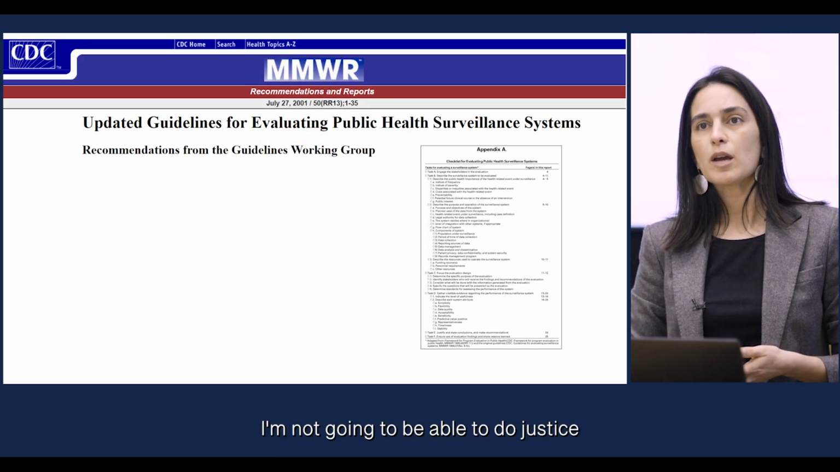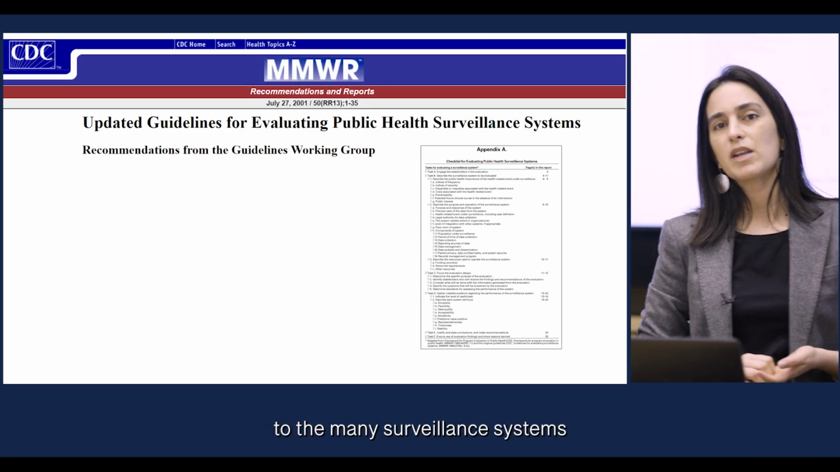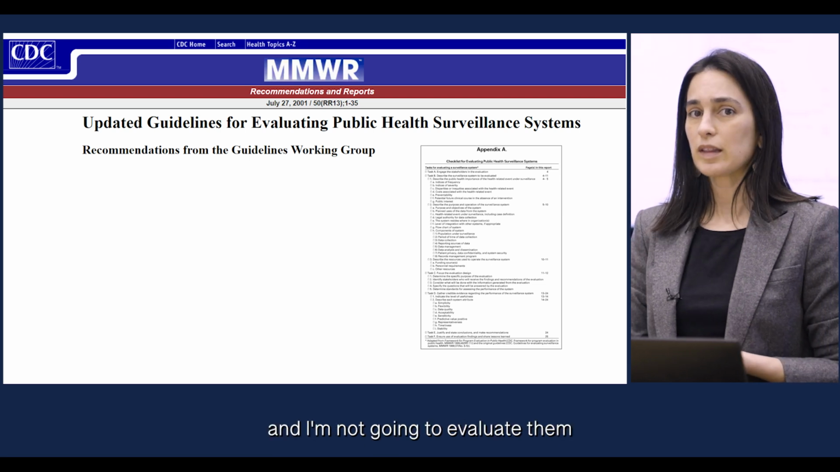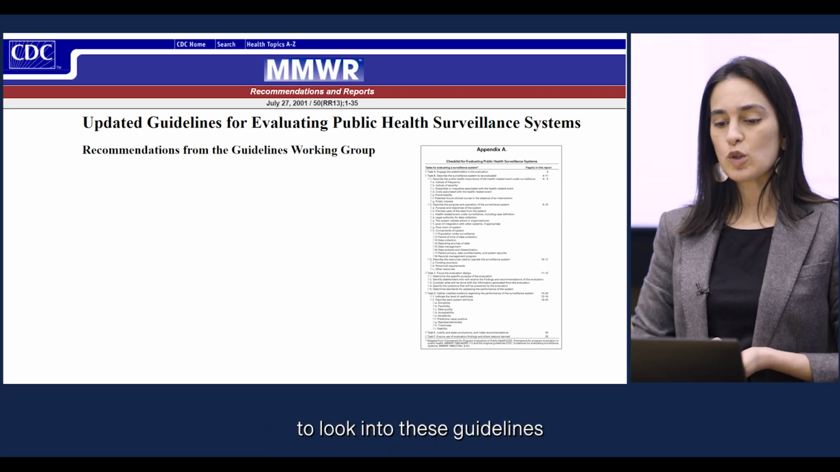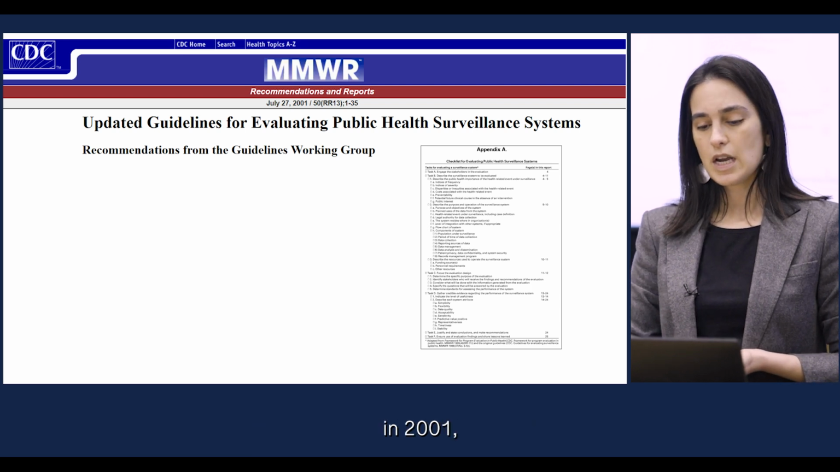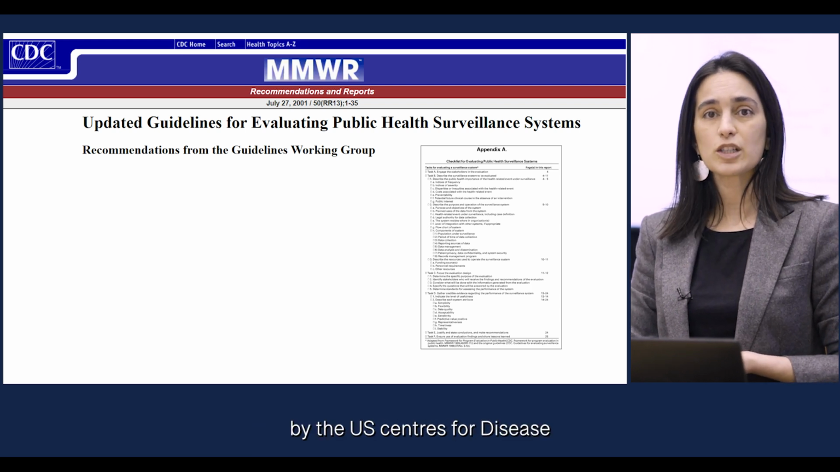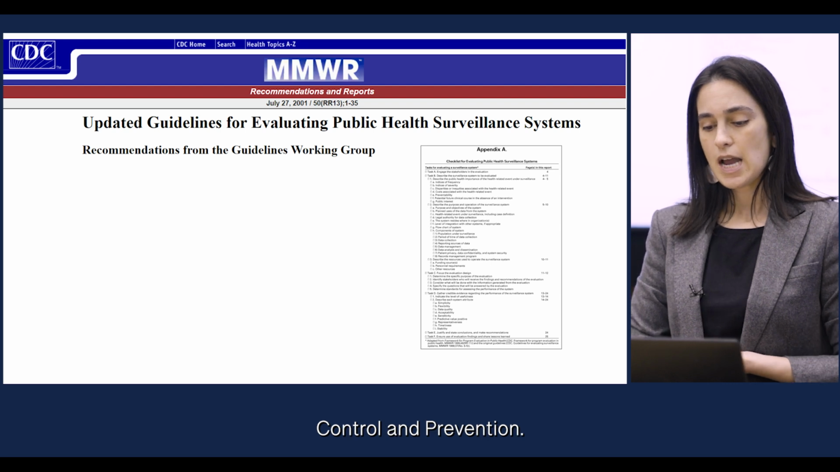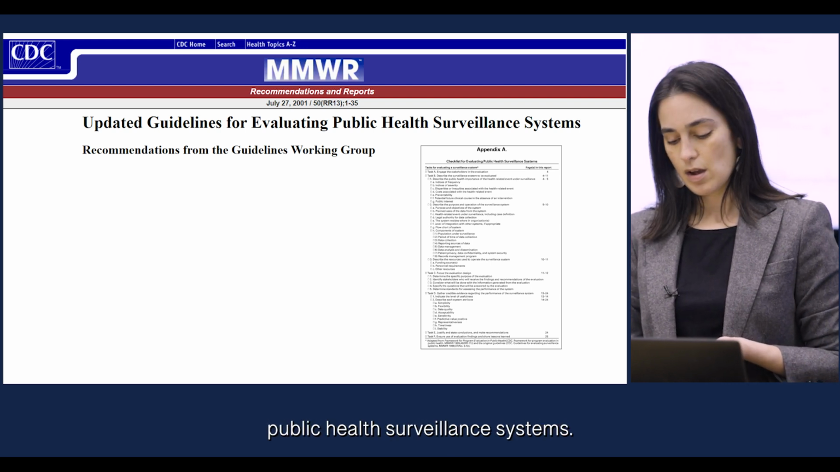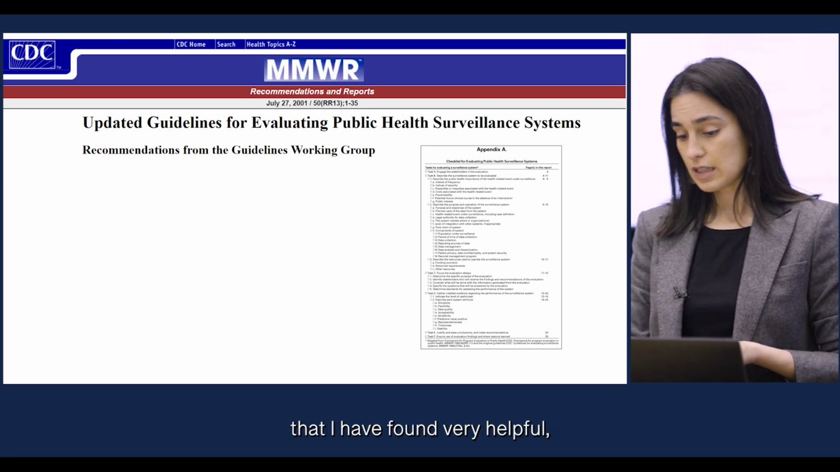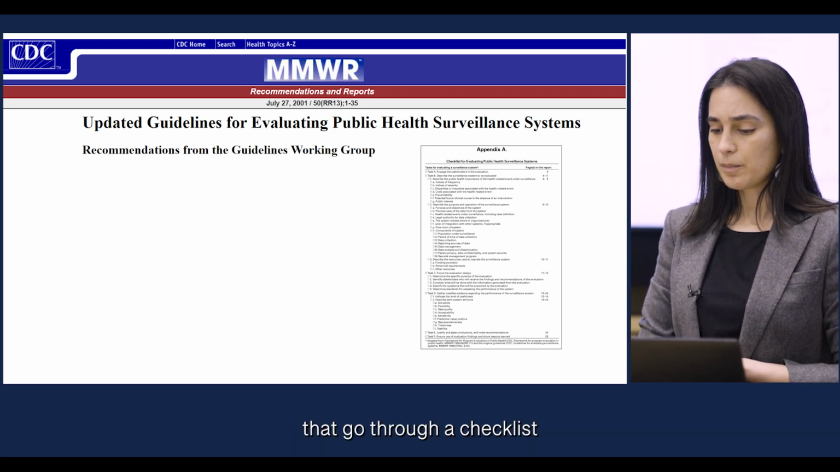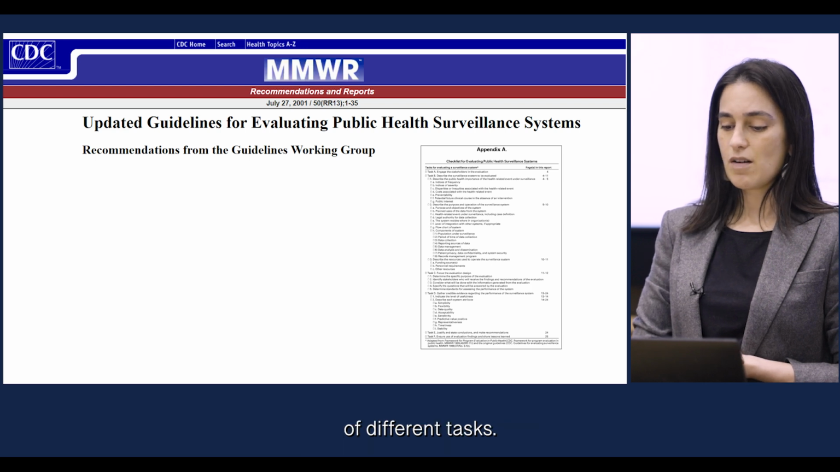I'm not going to be able to do justice to the many surveillance systems that exist out there, and I'm not going to evaluate them specifically, but I invite you to look into these guidelines that were published quite a while ago in 2001 by the US Centers for Disease Control and Prevention, and these are guidelines to evaluate public health surveillance systems. So there are recommendations that I have found very helpful, that go through a checklist of different tasks.